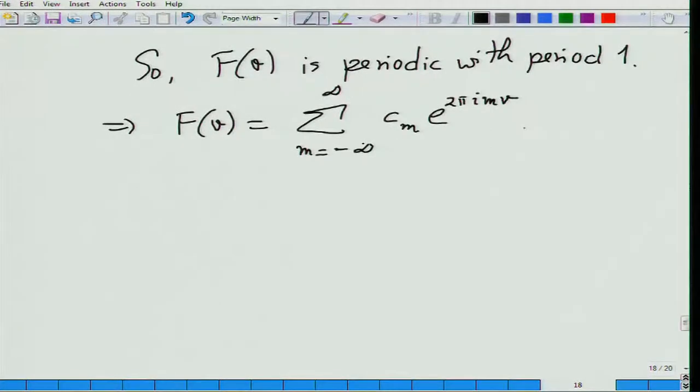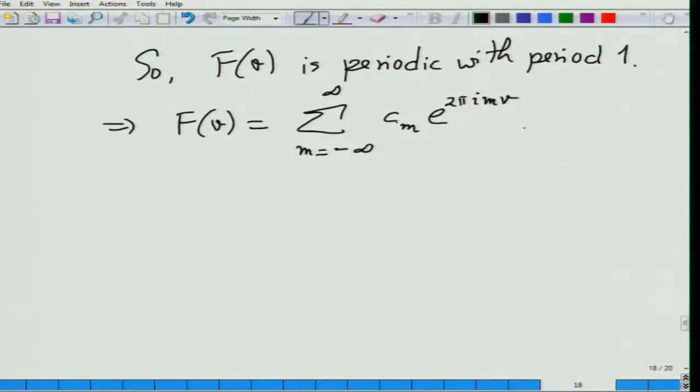So, it is an infinite sum of e to the 2 pi i m v. Each one of these is a periodic function with period 1, and each one of them is multiplied by c m, which we call the Fourier coefficient corresponding to this particular frequency. So, this is really the standard representation of a function as a sum of sine waves.